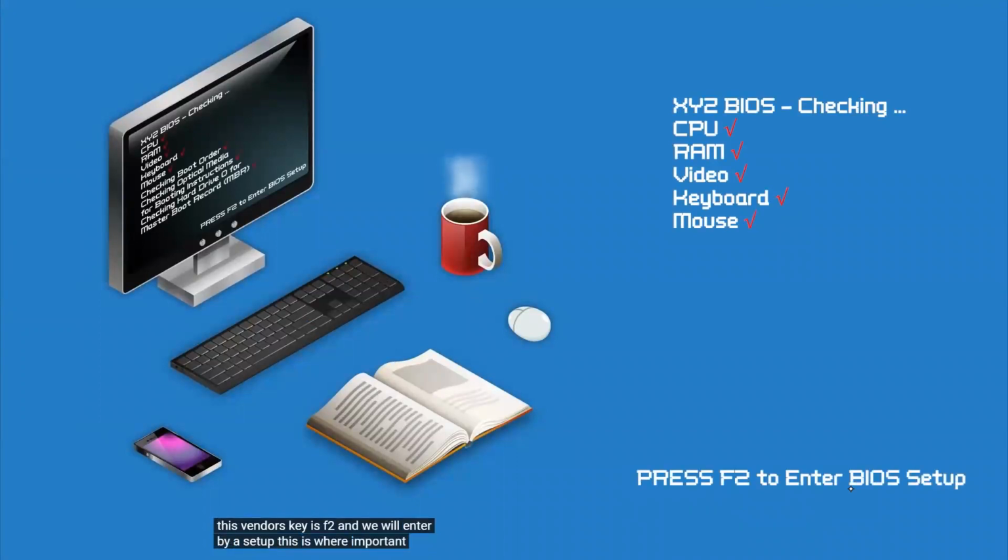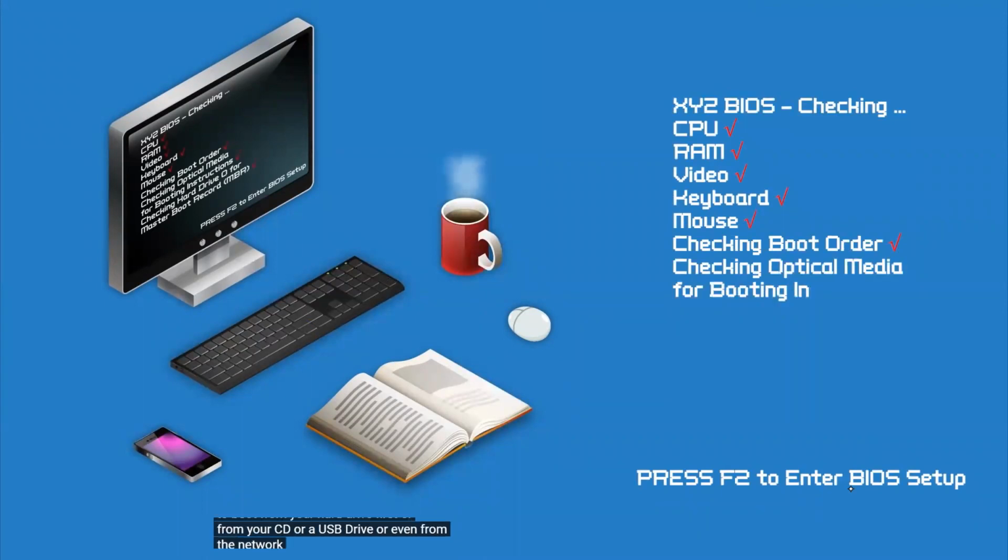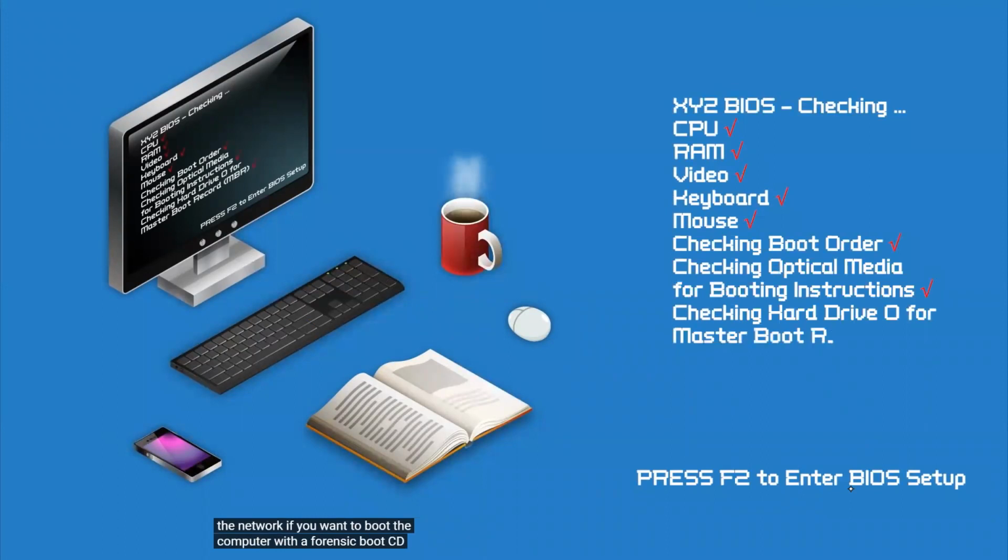This is where important forensic information is stored, including date and time information and the booting order. Your computer can be set to boot from your hard drive first, or from your CD, or a USB drive, or even from the network. If you want to boot the computer with a forensic boot CD or forensic USB device, you may need to change the boot order. Lights on each drive will flash as the POST checks them for booting instructions.